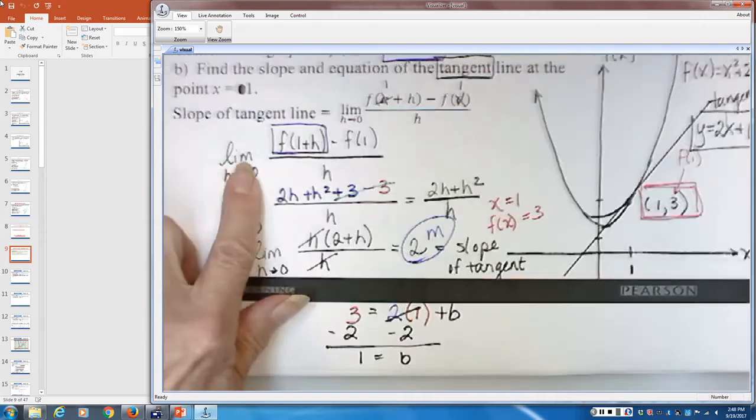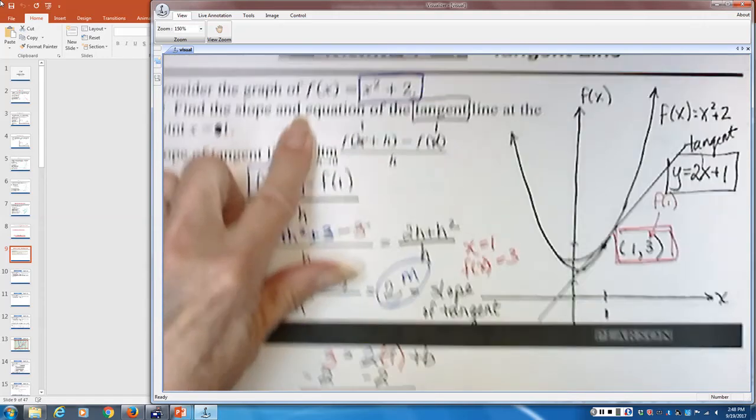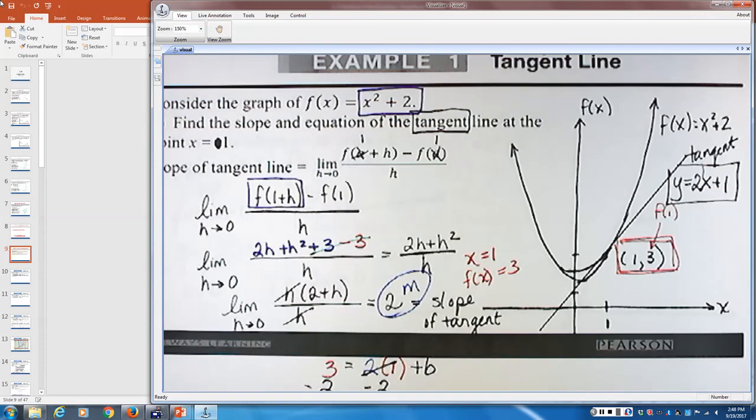So there's the equation of the tangent line. Okay? Is there a way to find that with a calculator? There is, you can use the calculator to do the calculations, but unfortunately, as long as you've got that h in there, you've still got to go through this algebra.